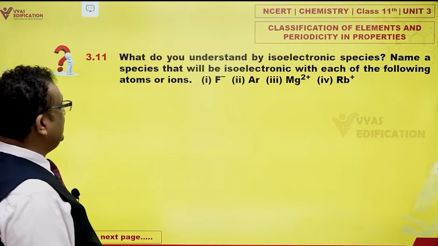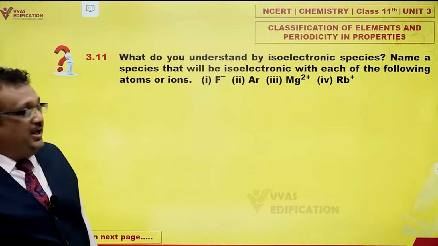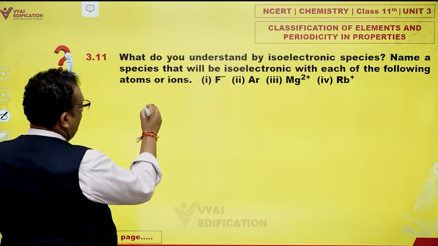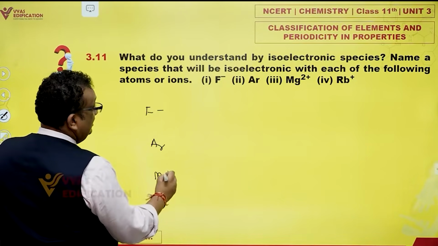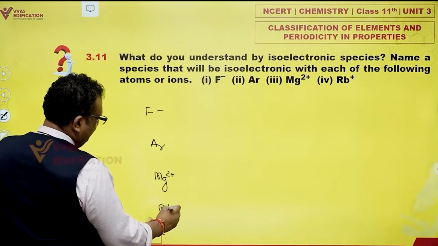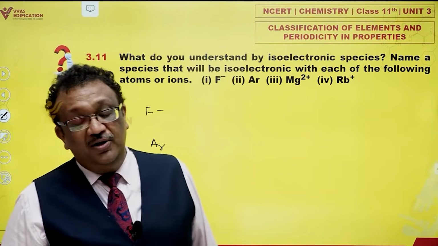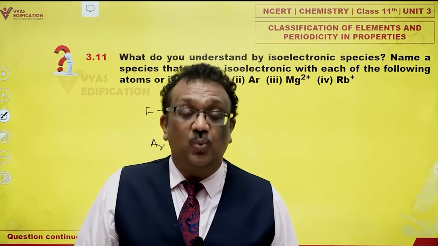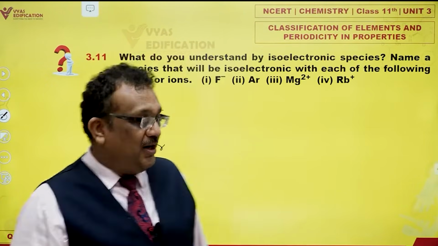Name a species that will be isoelectronic with the following atoms or ions. Fine. We have F minus, we have argon, we have magnesium ions, and we have rubidium cation. I am asked to discover at least one species which is isoelectronic with these. Well, can I figure that out?